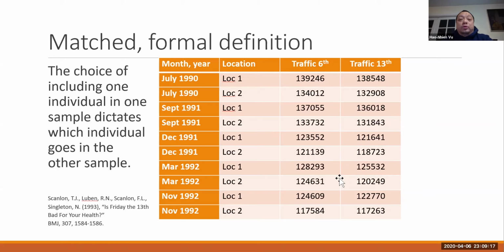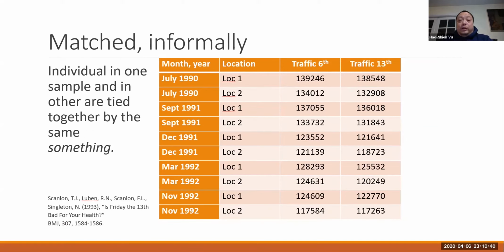So the formal definition of matched pairs is this. We have traffic data from two populations here, Friday the 6th and Friday the 13th, two populations. If the choice of including a given individual to put in one sample dictates which individual must go in the other sample, then that makes it matched pairs. This individual dictates that individual.